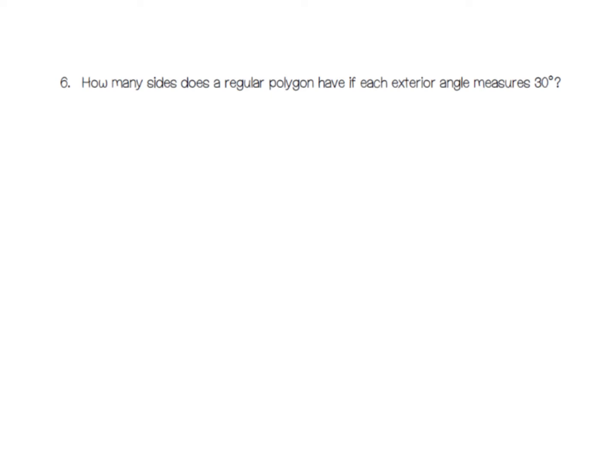Number 6 says, how many sides does a regular polygon have if each exterior angle measures 30 degrees? So you have to remember the sum of the exteriors is always 360 degrees. Doesn't matter how many sides. So I want to know how many groups of 30 degrees are there in 360 degrees. So 360 divided by 30 gives me 12 sides.